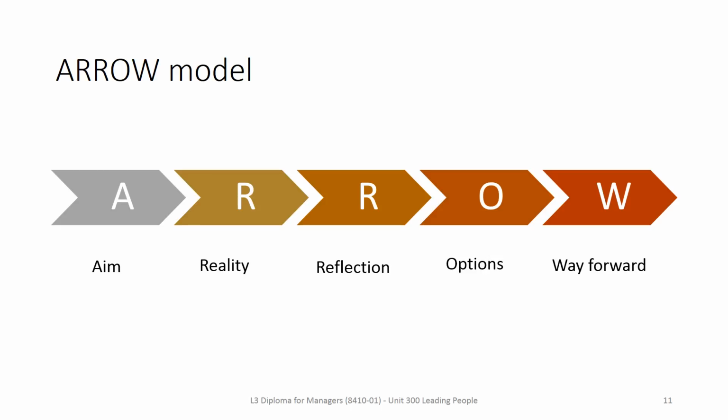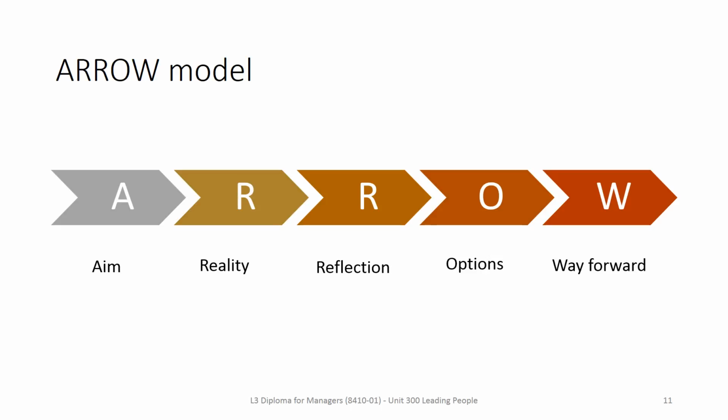The reflection, and this is a key or pivotal stage in this process. This is where they need to reflect on what they've outlined, look at the first two stages and take stock of what is required and how big the gap is. The next step is options. So as if we're starting to take aim, considering what we might have to do to hit our target, as it were, for the ARROW.